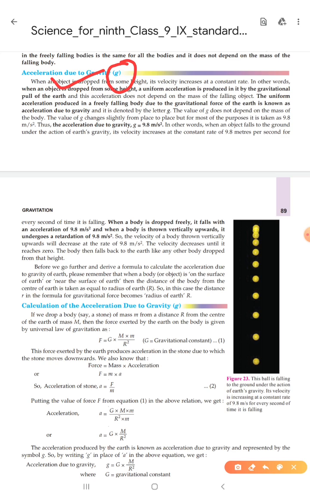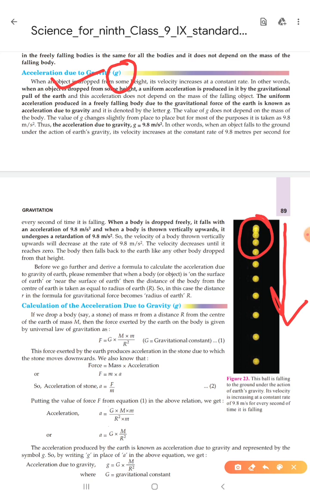As I already told you, this is not any different thing. This is also an acceleration, but this acceleration is because of the gravitational force of the earth, that's why it is called acceleration due to gravity. Suppose that this is one object. When an object is dropped from some height, a uniform acceleration is produced in it by the gravitational pull of the earth, and this acceleration is called acceleration due to gravity, because the body is freely falling due to the gravitational force of the earth.